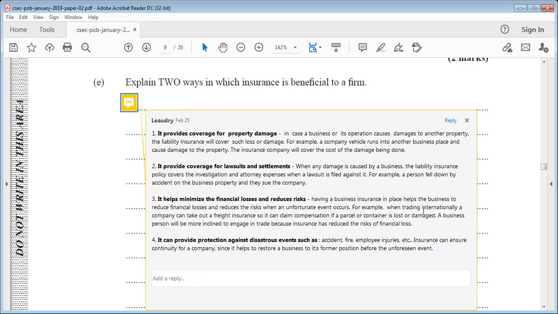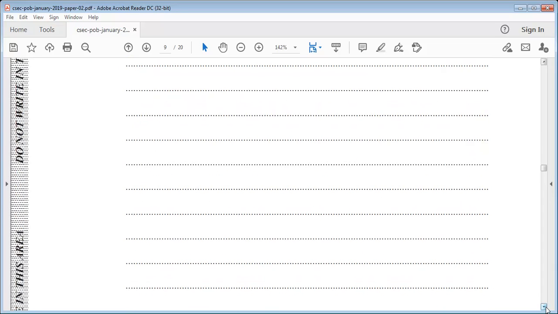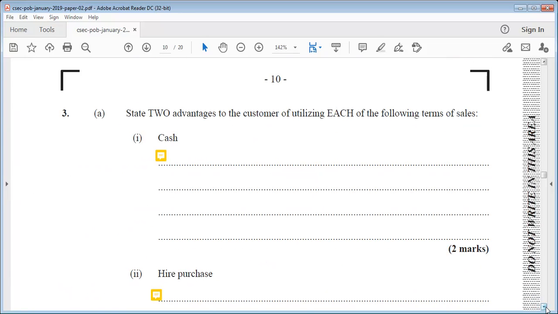Four, it can provide protection against disastrous events such as accident, fire, employee injuries, etc. Insurance can ensure continuity for a company since it helps to restore a business to its former position before the unseen event. So, those are four ways in which insurance is beneficial to a firm. Let's move on. So we're at question 3 now.